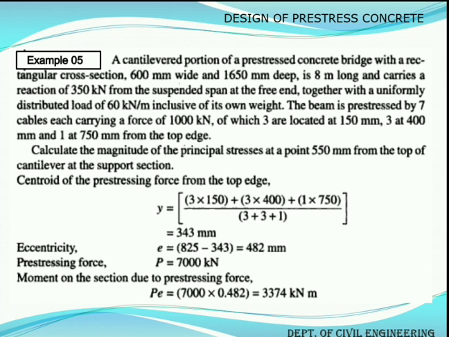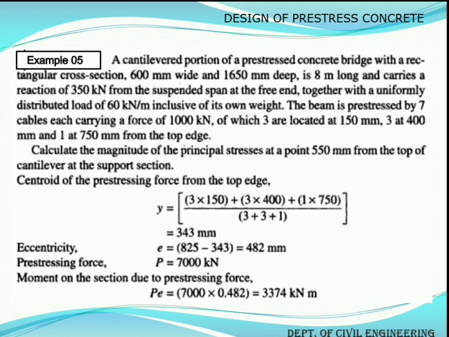So here we have an example of a cantilever beam carrying a UDL as well as a point load at its free end. The beam is pre-stressed by 7 cables, each carrying 1000 kilonewton force. 3 are located at 150 mm, 3 at 400, and 1 is located at 750 mm from the top edge. So directly the force is given, which is 1000 kilonewton, and the wires are distributed as per the given data.